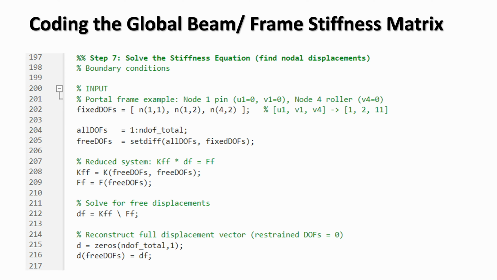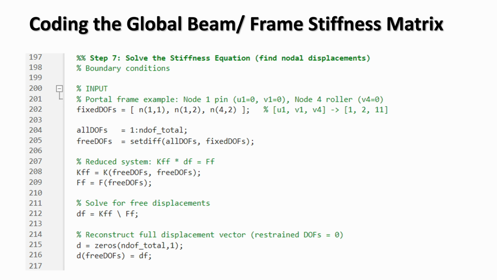Next, we will list all degrees of freedom and identify the free ones. In freeDOFs, where we can see setdiff from allDOFs to fixedDOFs, this command removes the restrained degrees of freedom from the total set, leaving only those that can move under the load. Once we've defined the boundary conditions, we can reduce the global system to include only the free degrees of freedom.